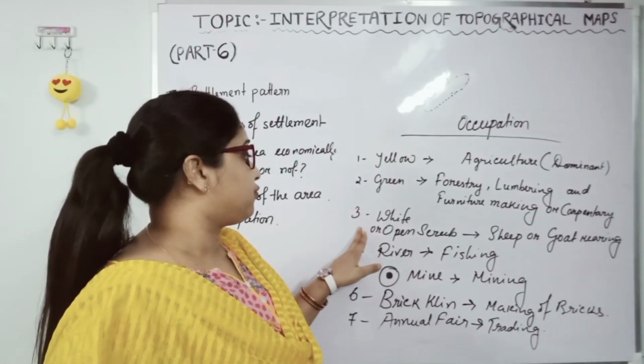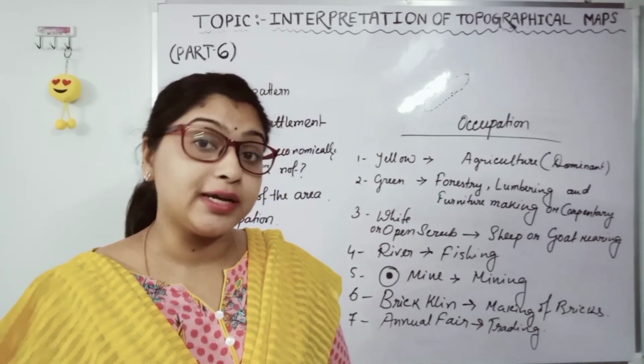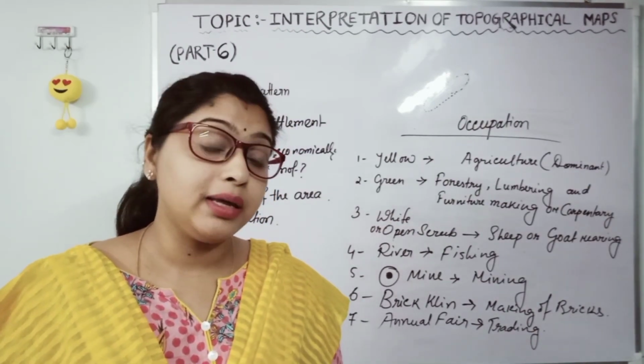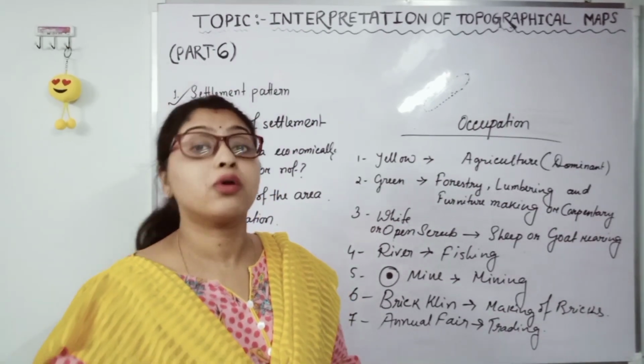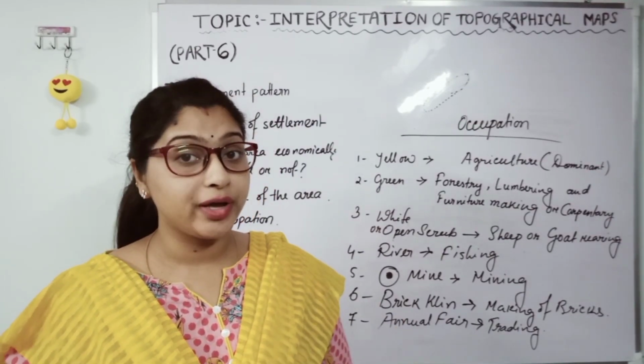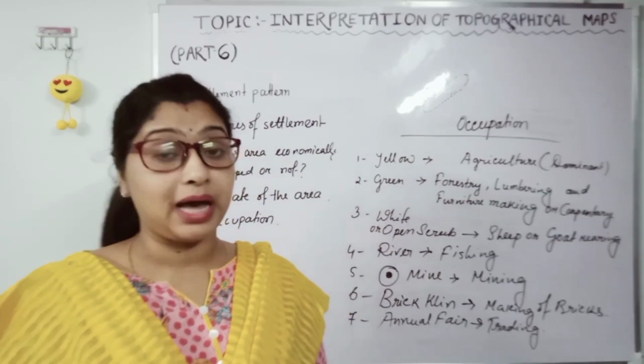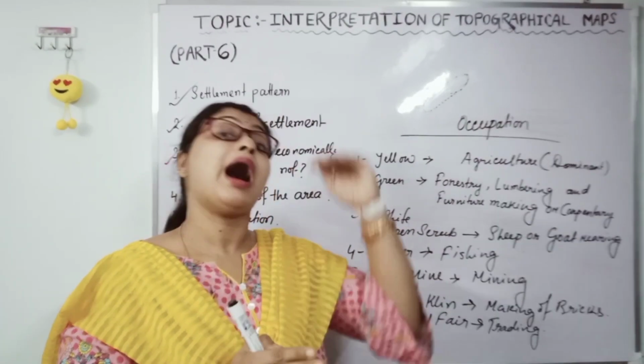Next, number 3, white or open scrub. In that topo map you will see open scrub, where it is not possible to grow any crop. So people rear animals like goats and sheep, which is the main profession of that area, and we can say some of it is highland area.